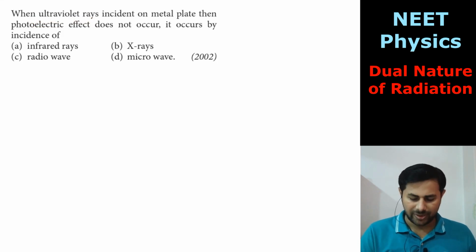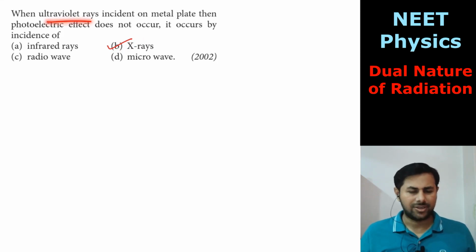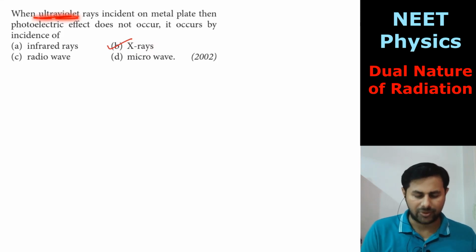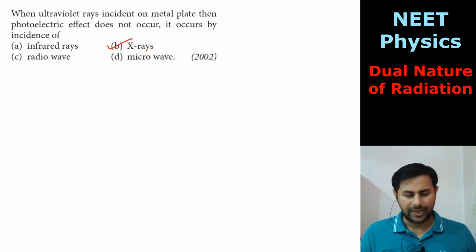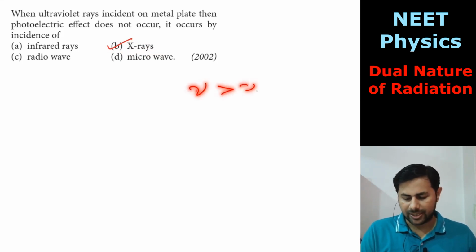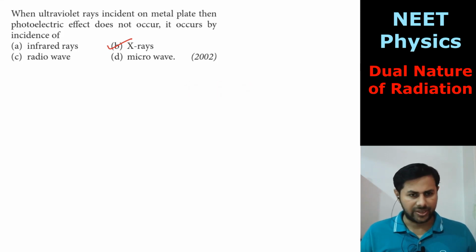Tell me. Option B, X-rays. That's correct. Why? The energy of the light is not sufficient, that's why the photoelectric effect is not happening. That means the frequency of the light is less than the threshold frequency. Now you need to increase the frequency. So out of these options, you need to see which kind of light will have more frequency compared to that of ultraviolet rays. Infrared, radio and microwaves have lesser frequency. X-rays have more frequency, right? So that's why X-rays is the answer, because the photoelectric effect will happen when the frequency is greater than the threshold frequency. Okay, so that's very simple.